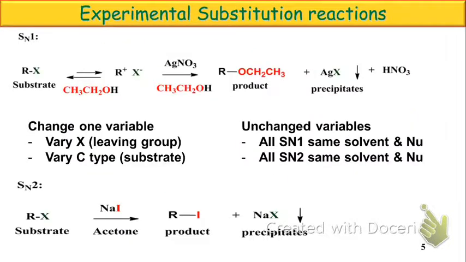So as far as your experimental substitution reactions go, we're going to run two different experiments. Because they're related to each other, we're running them all in the same day, and they also go really fast. So treat each of these as two independent experiments. We'll run the SN1 type reaction. In the SN1 reaction, we're going to start with some substrate, and we are going to react that.